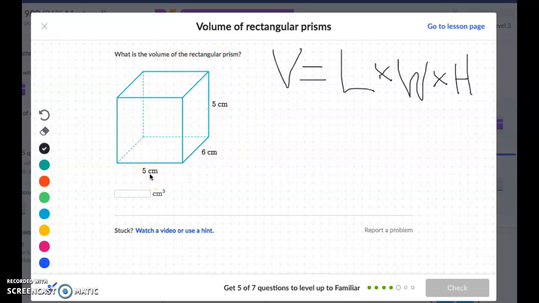So if they gave you a 5 here and a 5 here, you would need to be able to recognize that you only need to have one of those 5s because they're both labeling the length. Okay, so right now I know they're only giving 3 numbers, but we need to just have that good practice because eventually they won't. So our length is 5 times the width, so how far back it goes, is 6, and our height right here is 5.